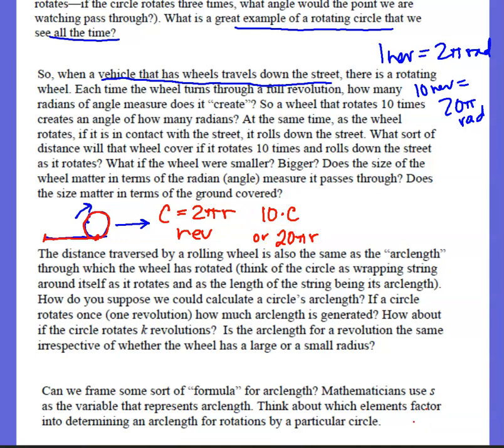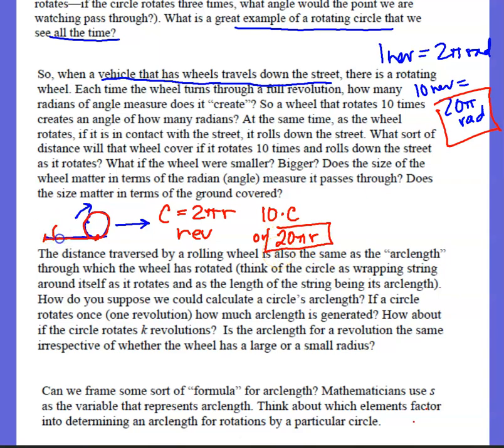Interesting. Do you guys see this? 20 pi r and 20 pi radians? Just something to consider. So how about this? What if the wheel were bigger or smaller? Do you guys think that that would affect the distance it travels? Like if I had a smaller radius, do you think that would affect how far it goes?